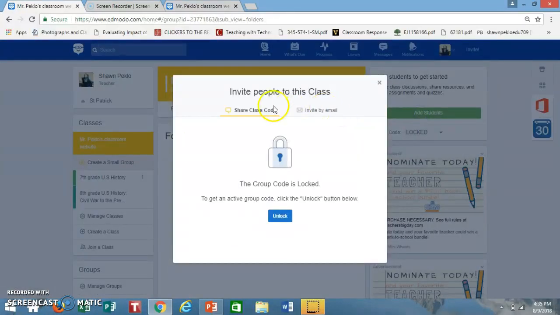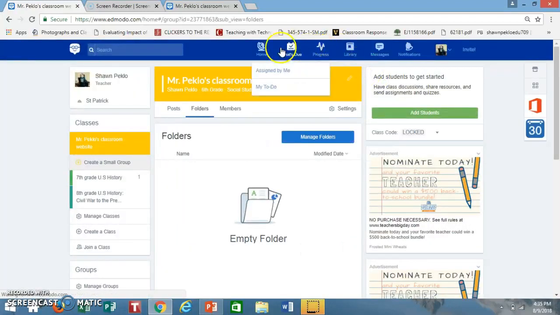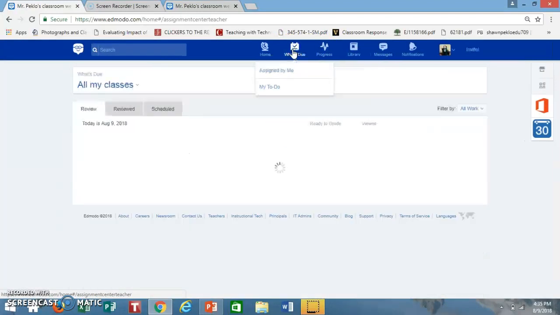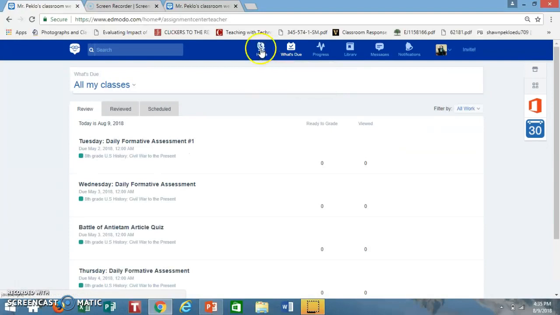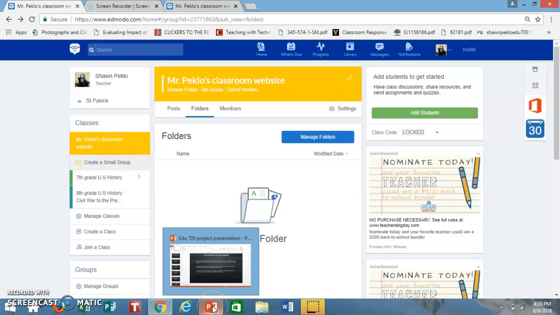For students, all I have to do is share the class code or invite them by email. I can do that, but they will be given a class code. Okay, they'll know what's due for them. They'll also be able to have their grades updated periodically throughout using this website.